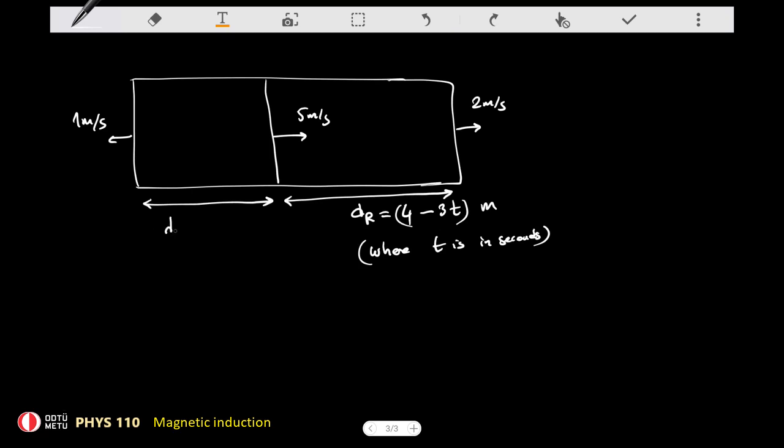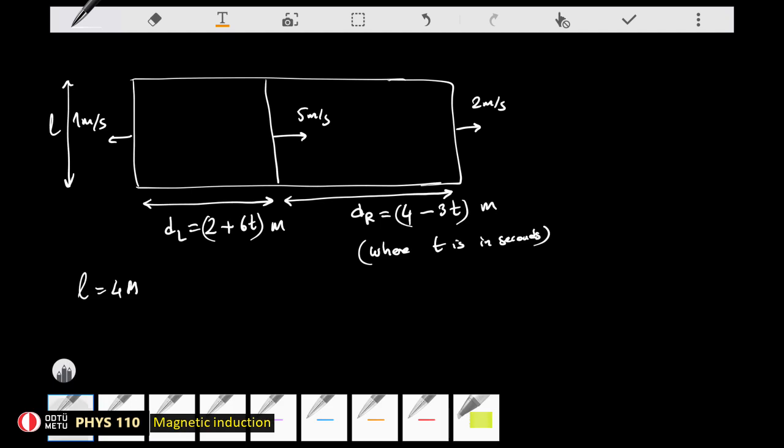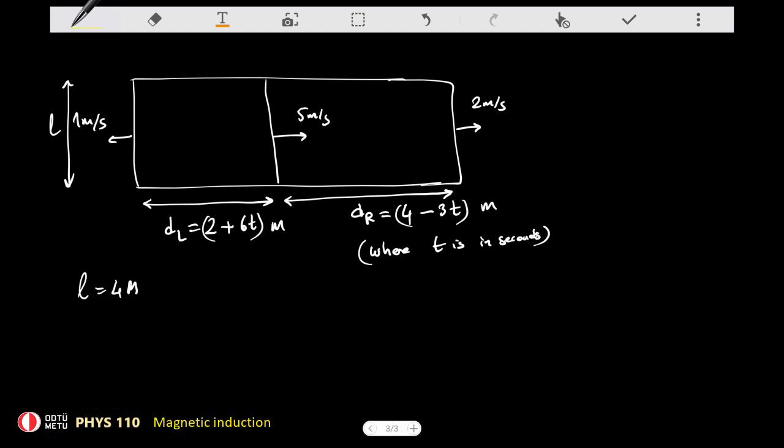So this dl in here, that distance initially was 2. This time I can see that this is increasing at a rate of 6. This is also similarly in meters when time is expressed in seconds. So that distance, the length of the bars is L, so that's given as 4 meters. And there's a magnetic field, of course. There's a magnetic field pointing out of the screen, so that's given as 2.5 Tesla.